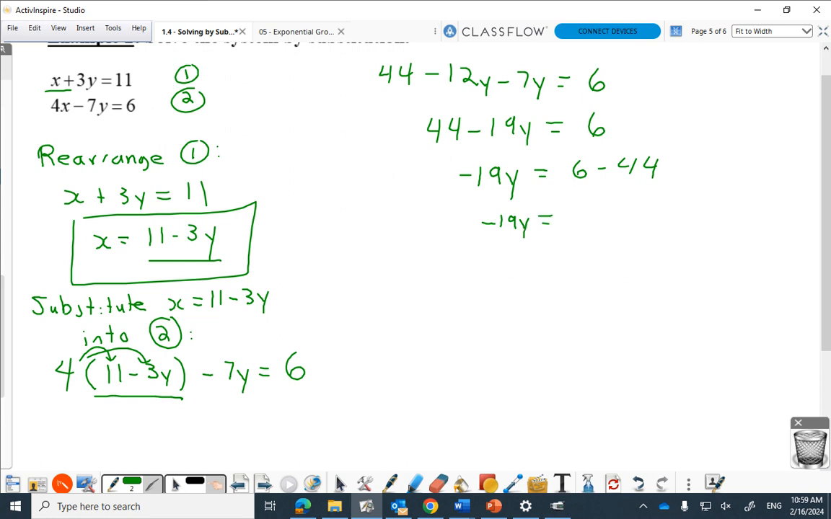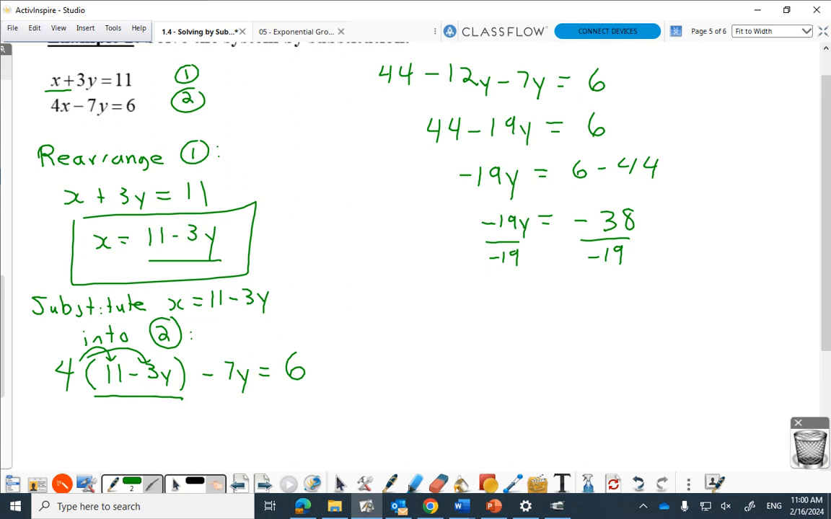Then what's the next step? Divide by negative 19, and this is a key moment because you're like, oh, I hope this works. I hope I get a whole number. Is it possible to get fractions here? Yes, it is. I don't want you to think it's automatically wrong because you get a fraction.